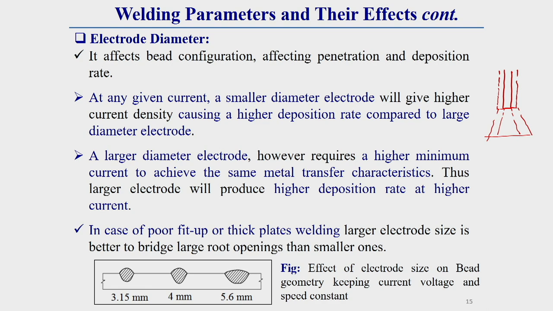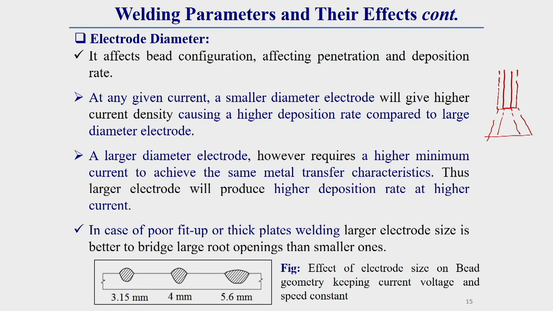That is why one thing we should keep in mind: for a particular current, a lower diameter electrode can give a more forceful arc than a higher diameter electrode. That's why for a lower diameter electrode, for a particular current, we can get more penetration. This is one important point.